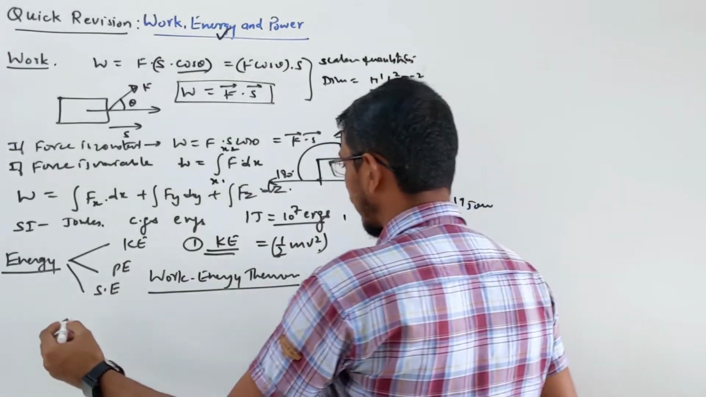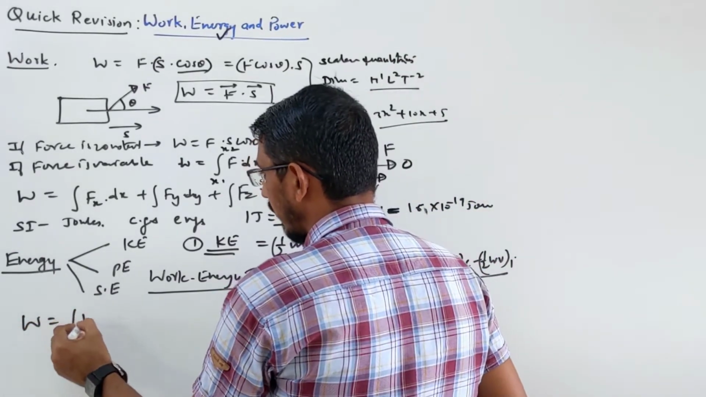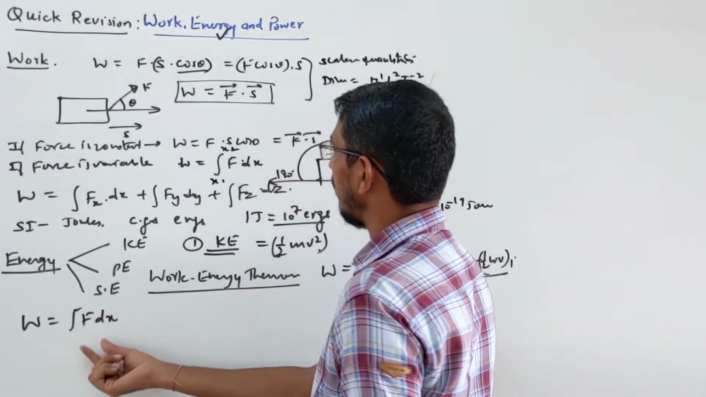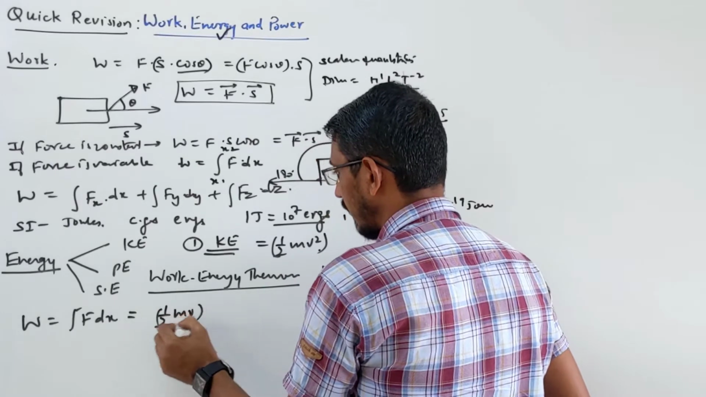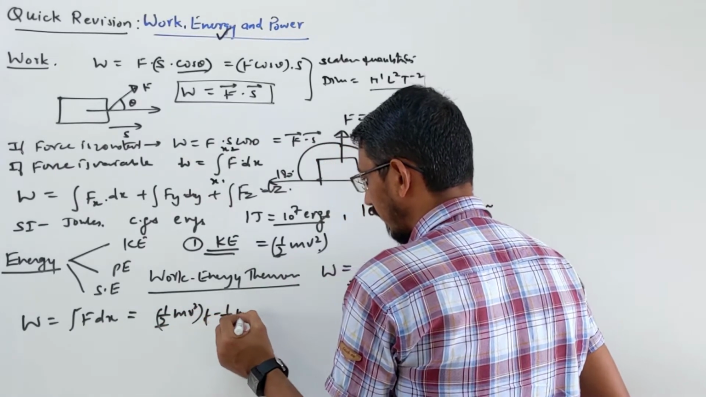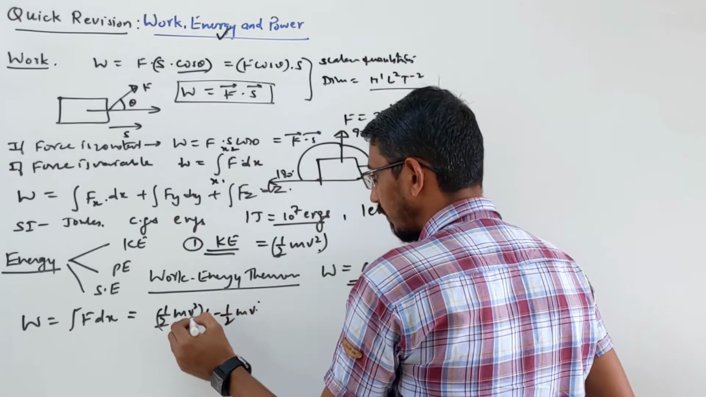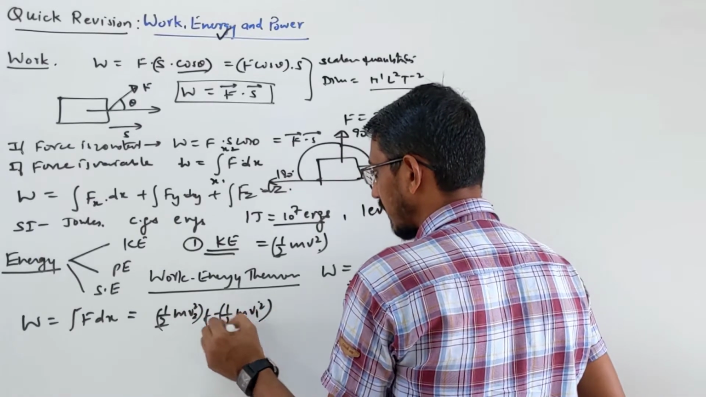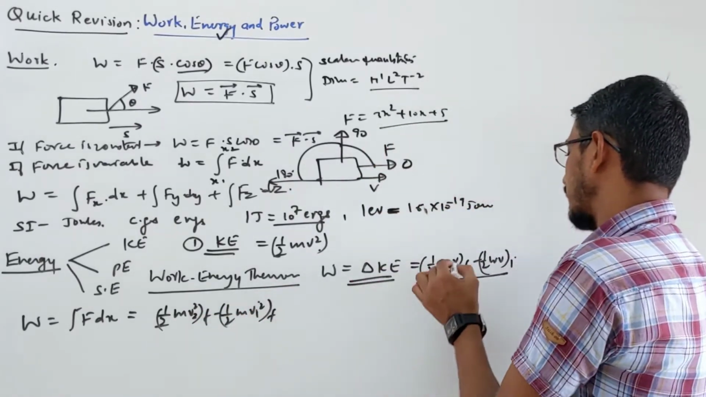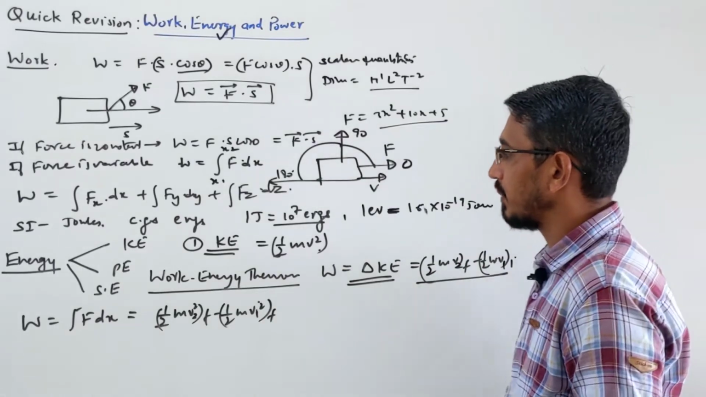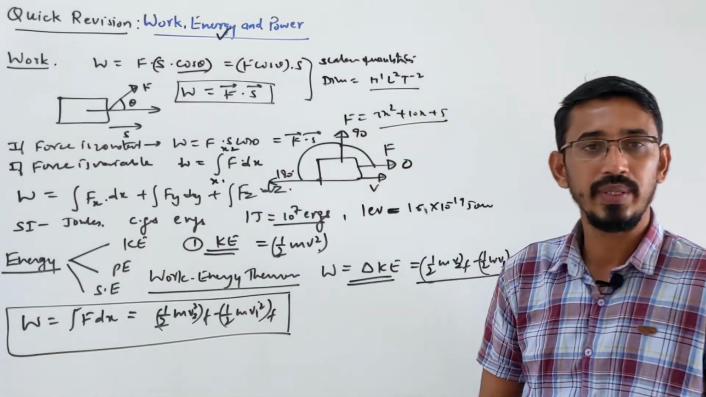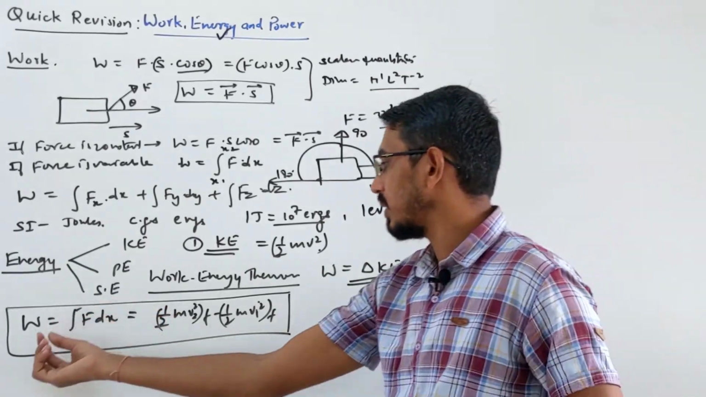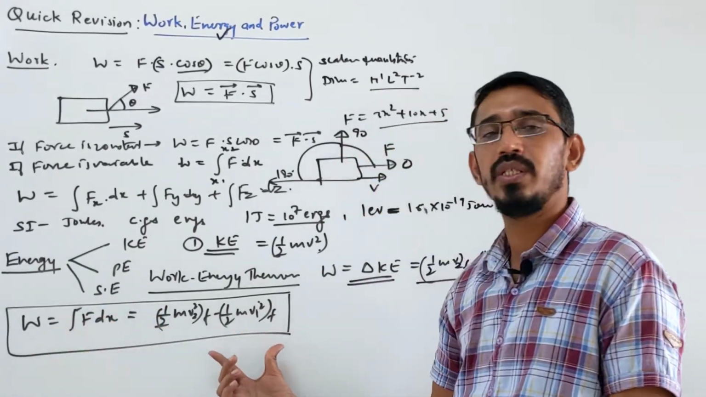You can combine it this way: the work done is equal to the integral of F dot dx, force into displacement, whether it is variable or constant doesn't matter, and you can also write half mv square final minus half mv square initial, V2 or V1, initial and final, doesn't matter. So this is the complete set which will give the answer to all questions based on the work energy theorem. Work is equal to force into displacement, work is equal to change in kinetic energy.